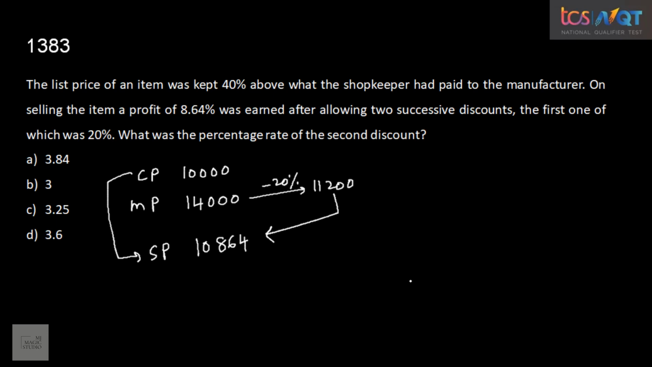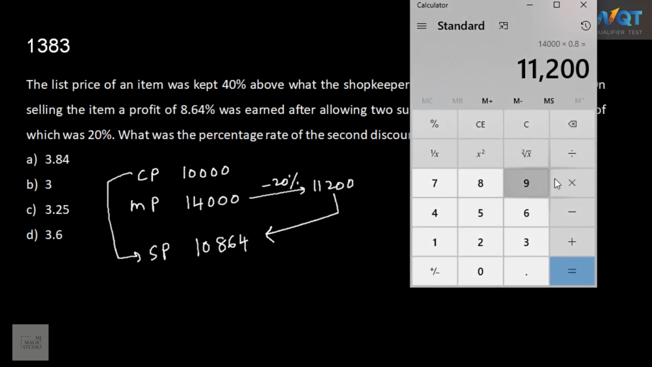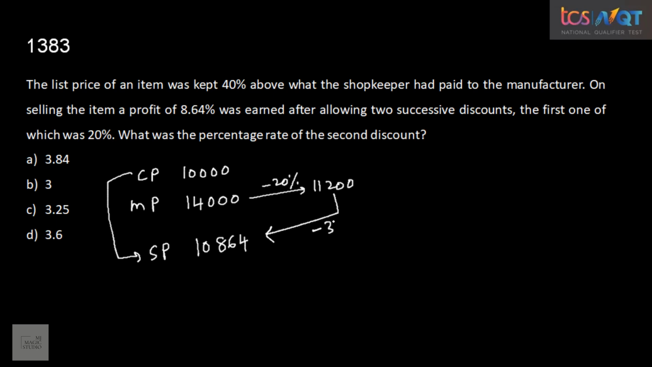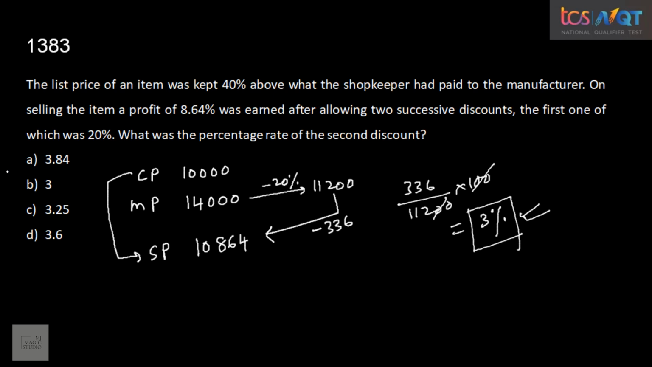Now how much is the discount from 11,200 to 10,864? That's it. 11,200 minus 10,864. Discount is 336 rupees. Over 11,200 into 100 gives us the discount percentage which was offered the second time. So here the discount is 336 rupees. Now 336 by 11,200 into 100 is 3%. The second discount is 3%. Answer B.